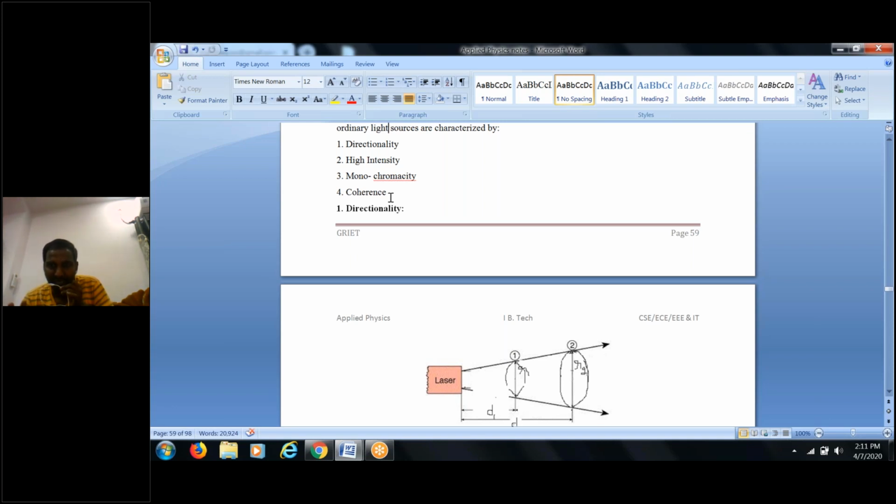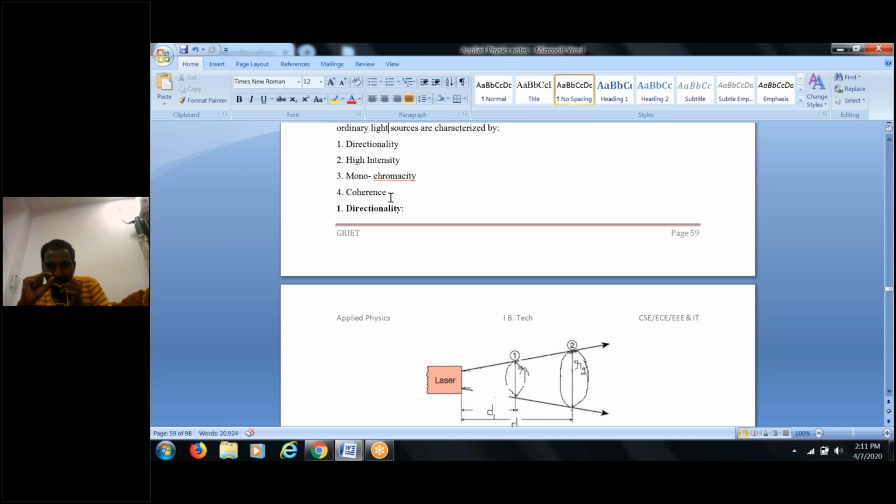Our laser light consists of coherent photons. That's why all the photons travel in only one direction. That's why the first characteristic is unidirectionality. And since all of them travel in only one direction, their entire energy is concentrated within a small region. That's why they have high intensity.